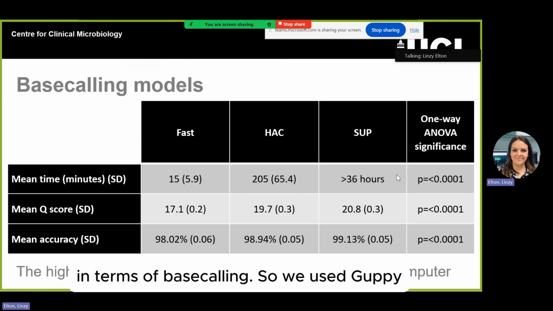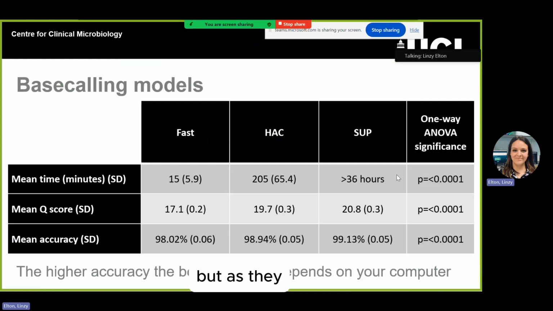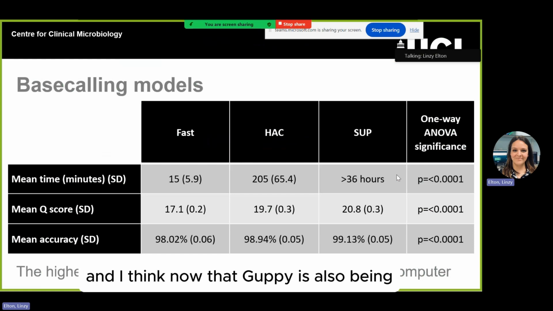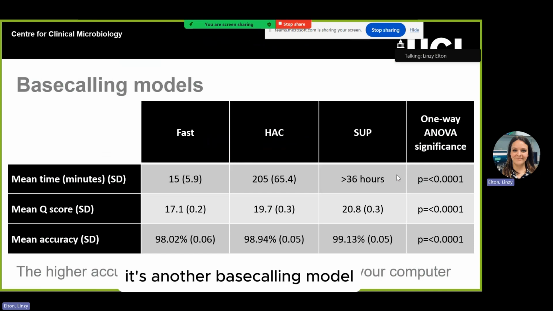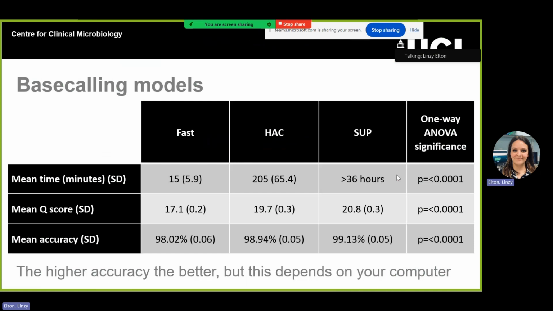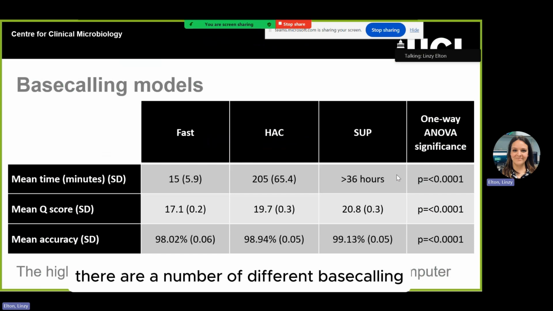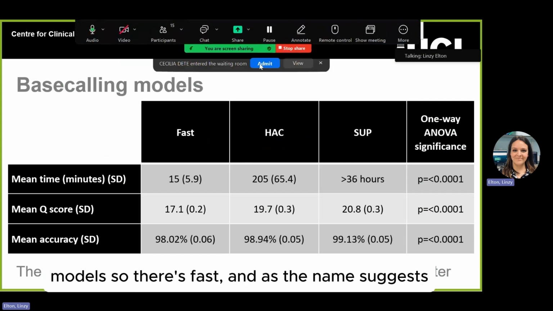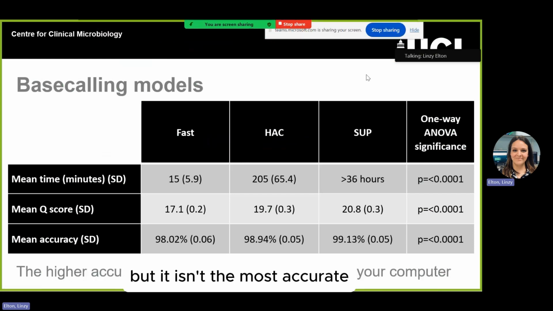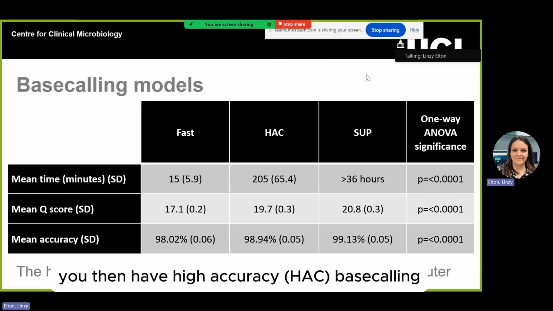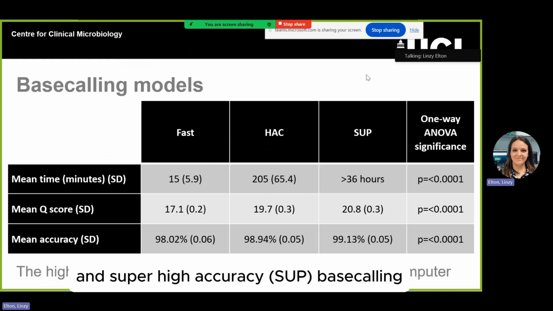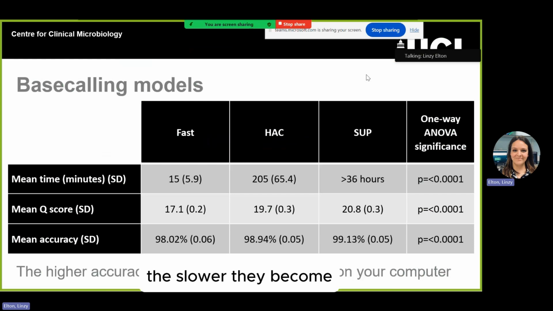In terms of Basecalling, we used Guppy, but as I say, there are various different versions, and I think now Guppy is also being replaced by something called Dorado, it's just another Basecalling model. Within these programs, there are a number of different Basecalling models. So there's fast, and as the name suggests, it is the quickest version, but it isn't the most accurate. You then have high accuracy Basecalling and super high accuracy Basecalling. And obviously, the more accurate they are, the slower they become.